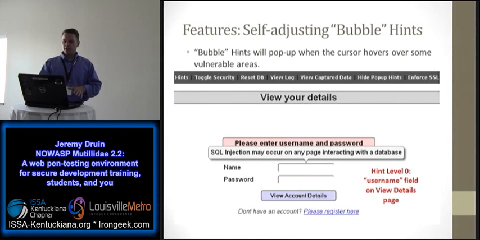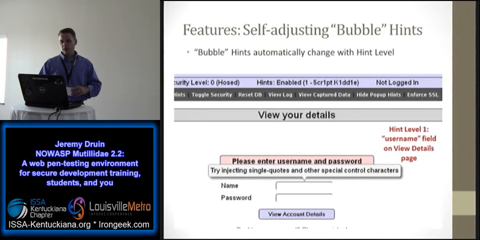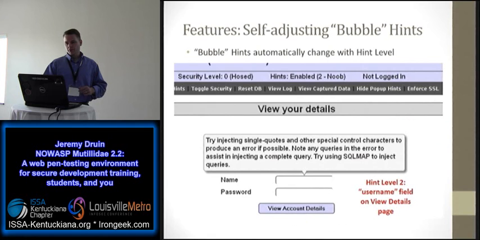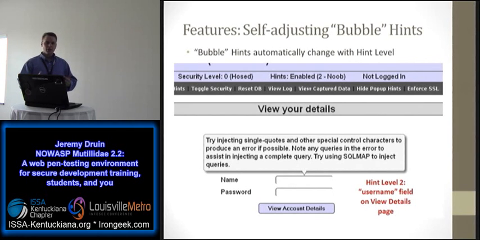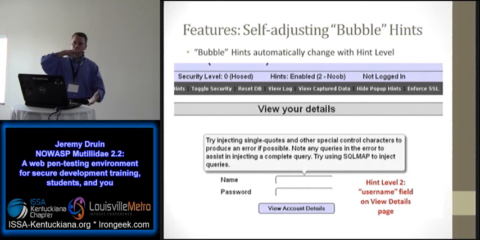But as you increase the hint level from 0 to 1, which would be the pink hints that we saw earlier, the bubble hint itself will actually change, and it'll give you a little more information about that particular field. So this is hint level 1, and then if we go to hint level 2, we can see that the bubble hint is actually starting to try to tell you what to do. Now, the tutorials will follow at the bottom of the page. They'll match the bubble hints as well.